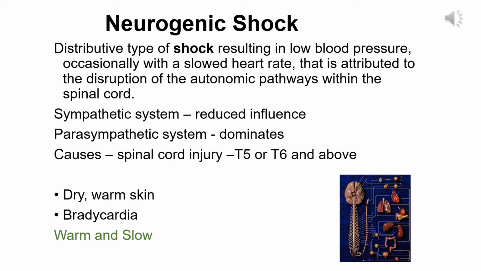That vasodilatation is then going to show up as their skin being warm and dry, and we're going to see bradycardia. That's why you're going to see neurogenic shock called warm and slow instead of cool and fast. And the warm and slow, warm relates to the skin and slow relates to the heartbeat. And cool and fast, as in hypovolemic shock, relates to the skin being cool and the heart rate being fast.